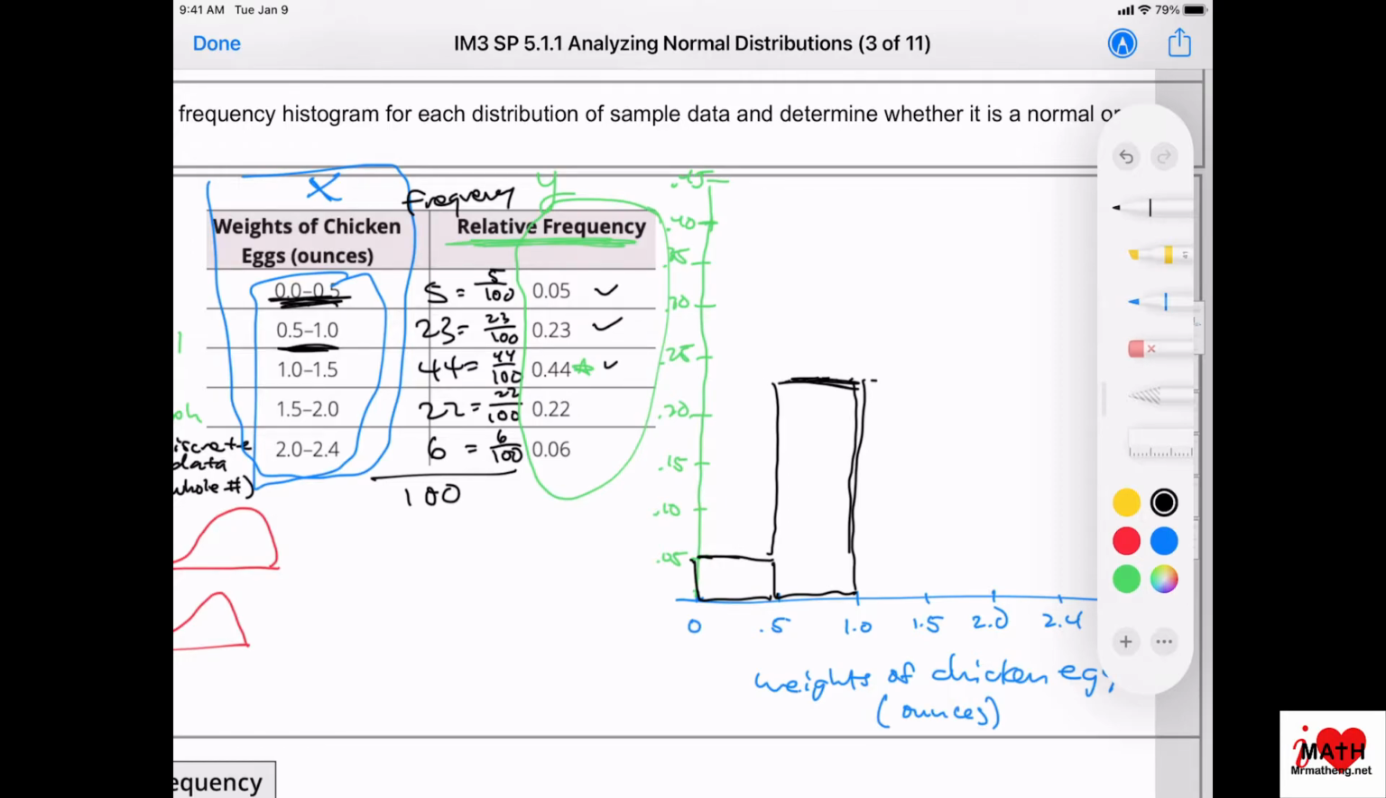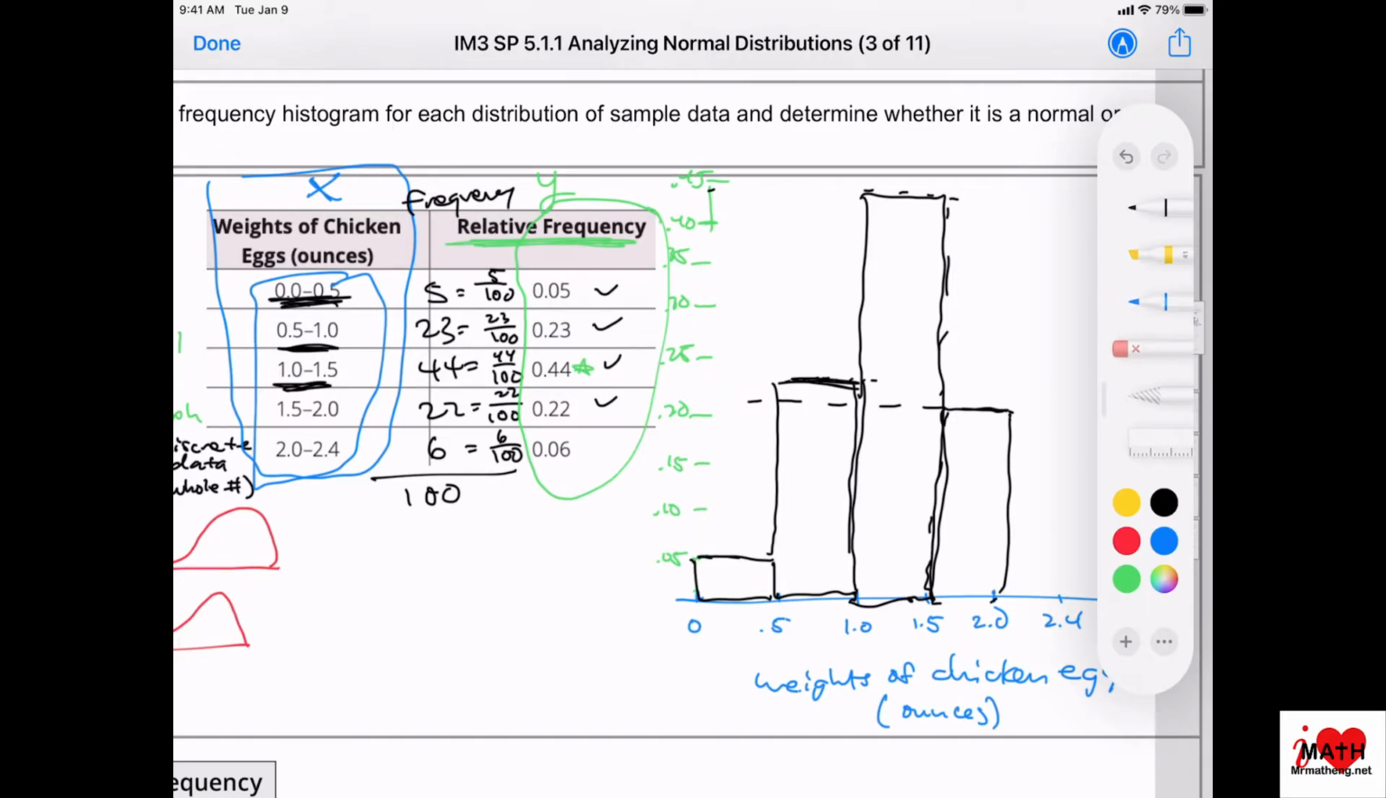Let's do that again with the next one, 44, between 0.5 and 1, that's to 1, 1.5. And then you can erase these dotted lines if you don't need them. And then 0.22. And then go ahead and erase it. Oh, don't do that. And then the last one, 0.06.